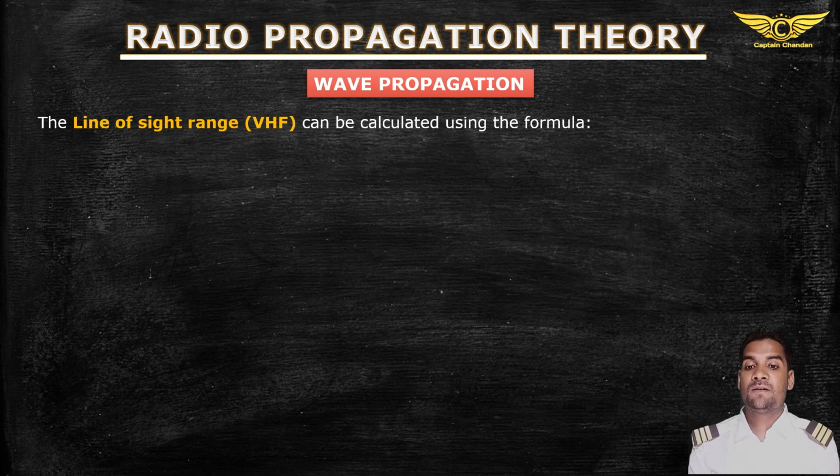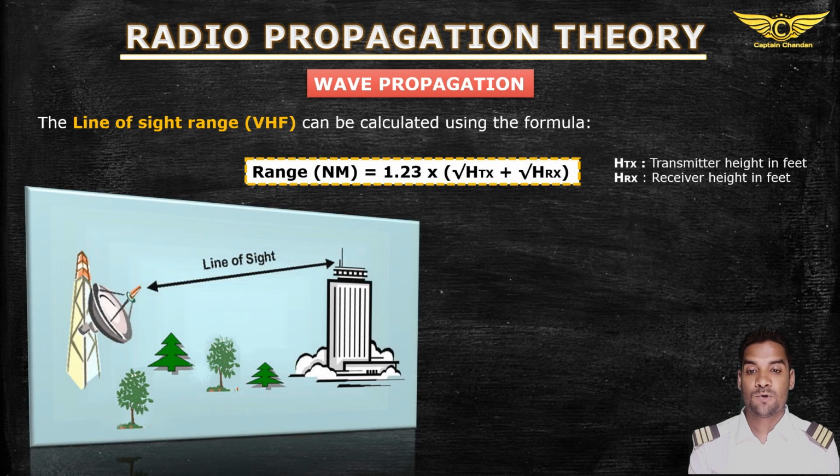A line of sight range for VHF can be calculated using this formula. Range in nautical miles equals 1.23 times root of transmitter height in feet plus root of receiver height in feet. So this is called the VHF formula. Sometimes it can be asked in the DGCA examination, so you have to solve it. It is a very easy and short numerical.